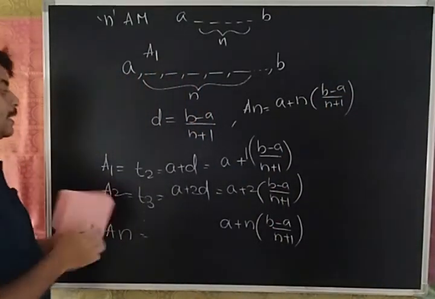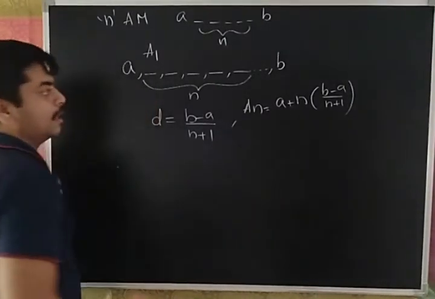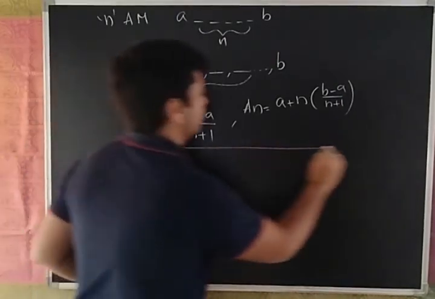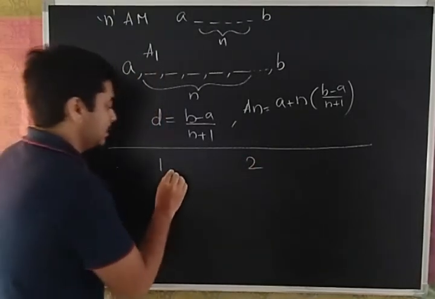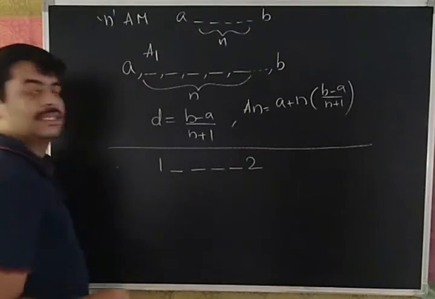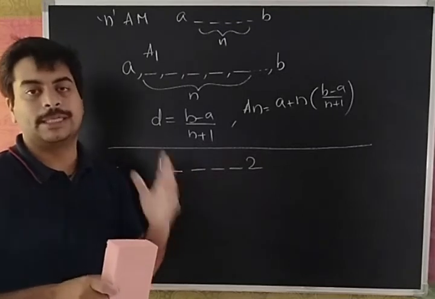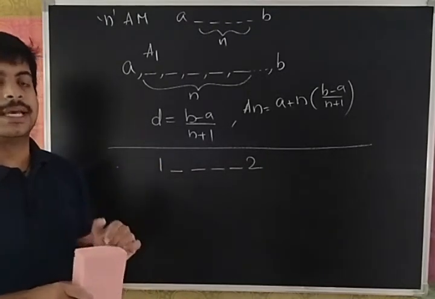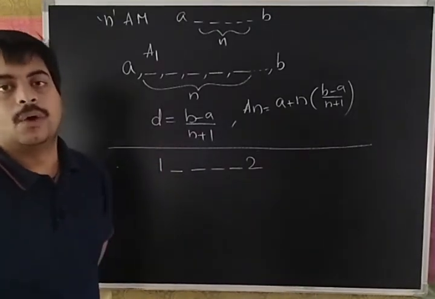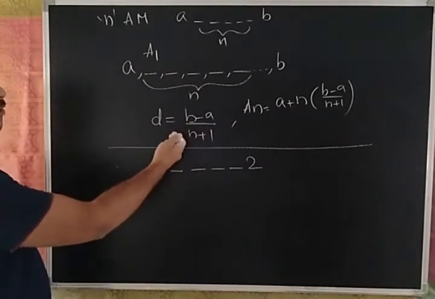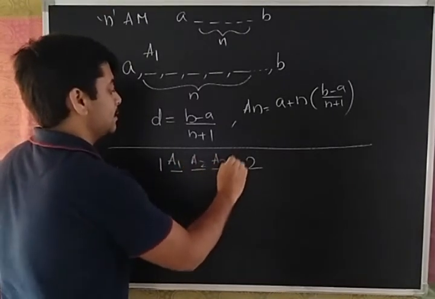I will give a small example and then you'll understand better what these arithmetic means are all about. The question is: between 1 and 2, insert four numbers such that all these 6 numbers will form an arithmetic progression. Or the question can be like this: insert 4 arithmetic means between 1 and 2. So what we can do? We have a formula. 1, A1, this is A2, this is A3 and this is A4.